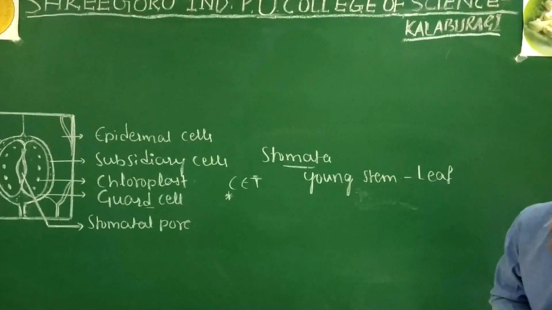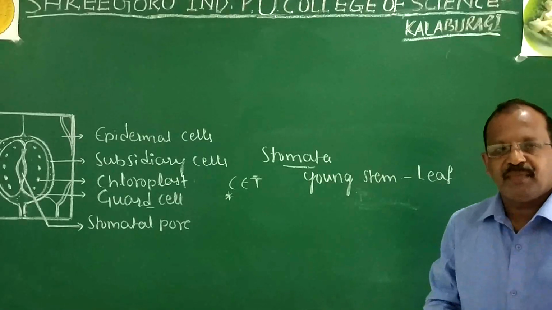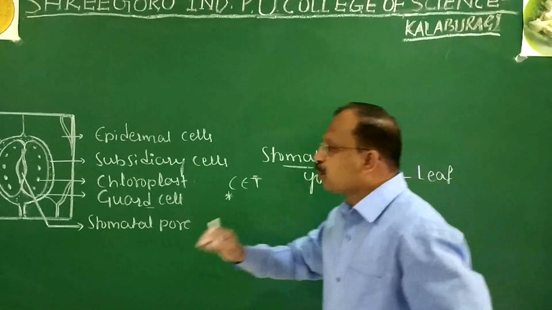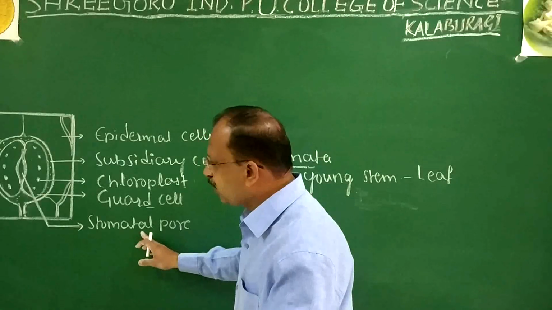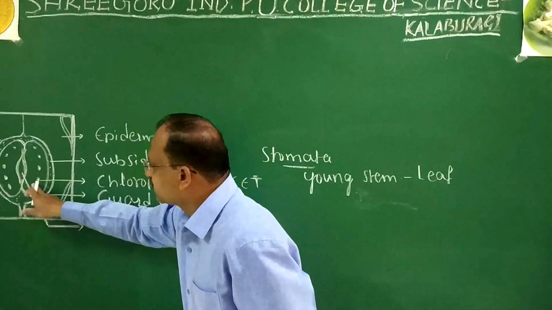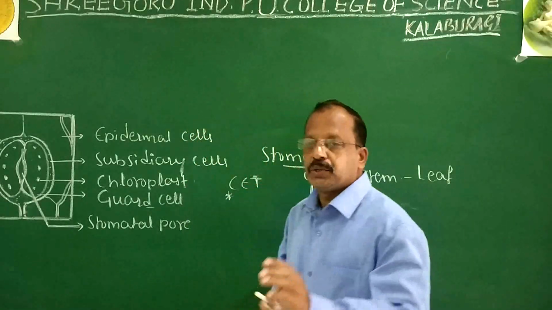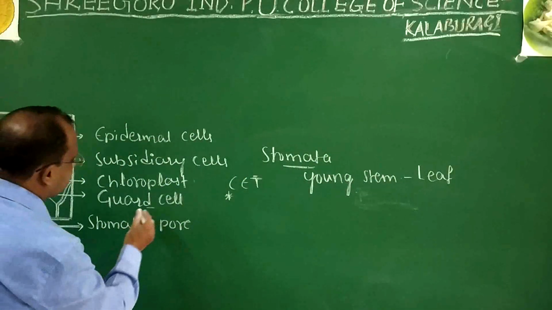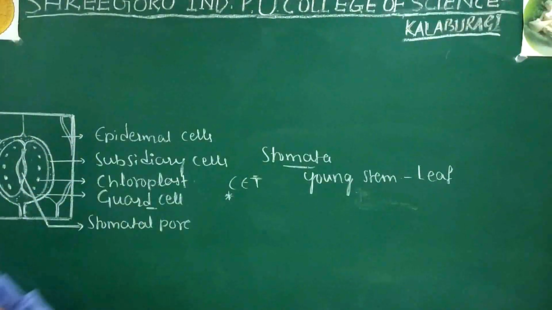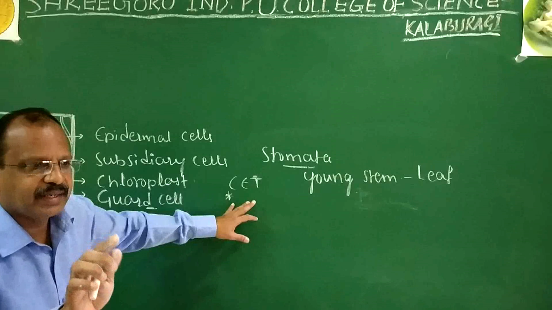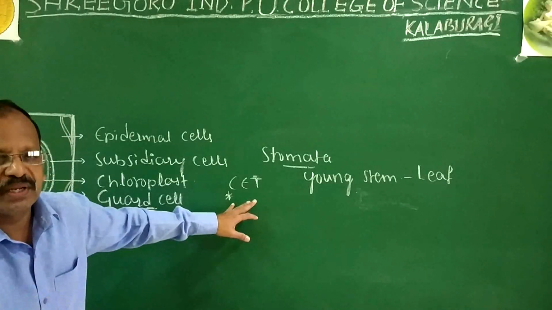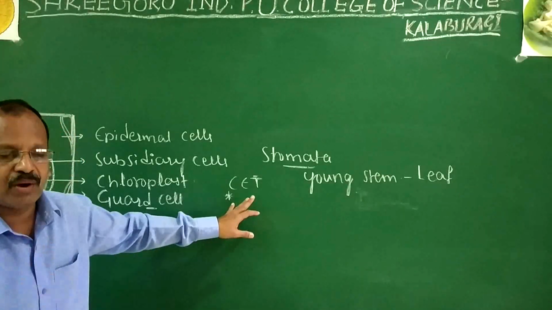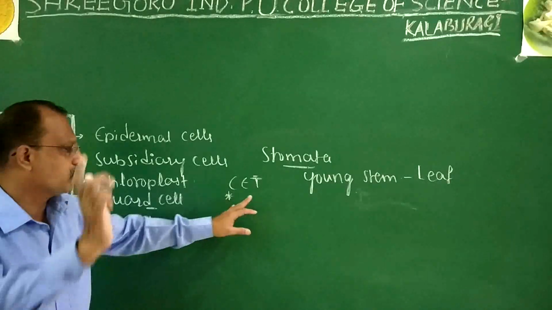Stomata are the minute openings present on the surface of the young stem and leaf. Stoma, or you can call it a stomatal pore, guard cells and subsidiary cells together constitute the stomatal apparatus. Stoma is surrounded by two specialized cells known as guard cells. Please remember one point for CET purpose. Guard cells are kidney shaped or bean shaped in case of dicot, dumbbell shaped in case of monocot.